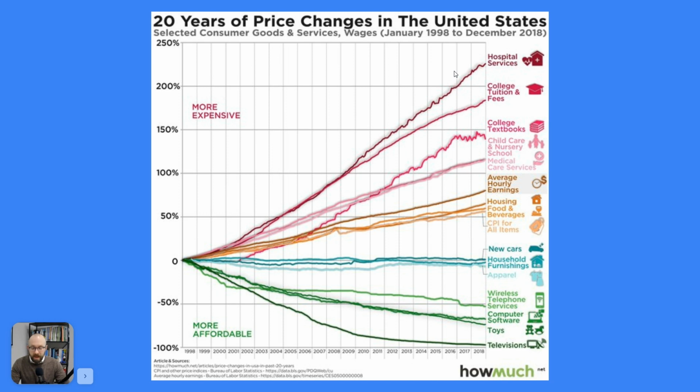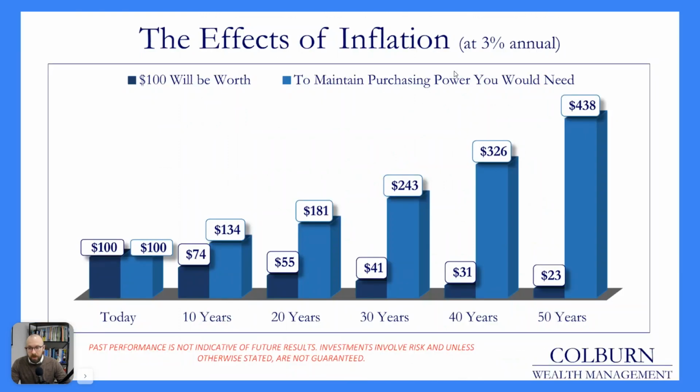They average together to be 1%. But ultimately, what you need to think about when you think about inflation is if you had $100 today, in 10 years on a 3% inflation rate, that's going to be worth 74. In 20 years, that's only going to be worth 55. In 30 years, it'll be worth $41. In 50 years, it'll be worth $23.